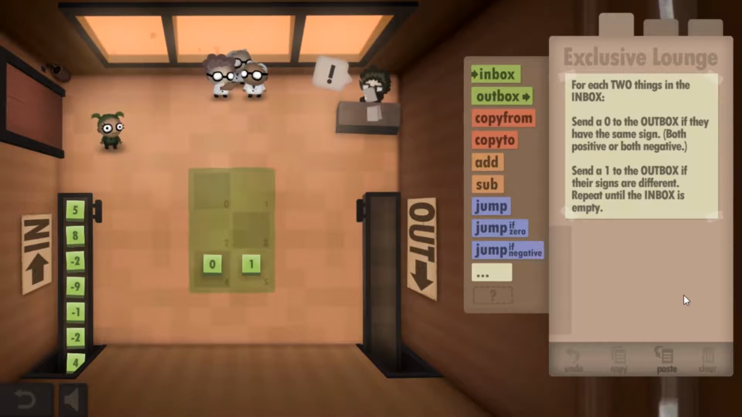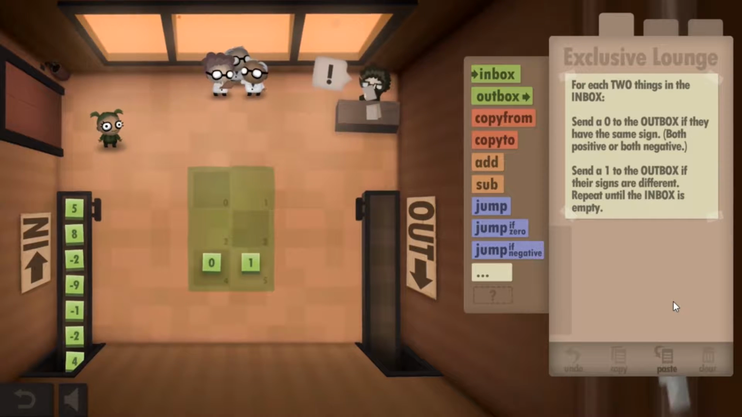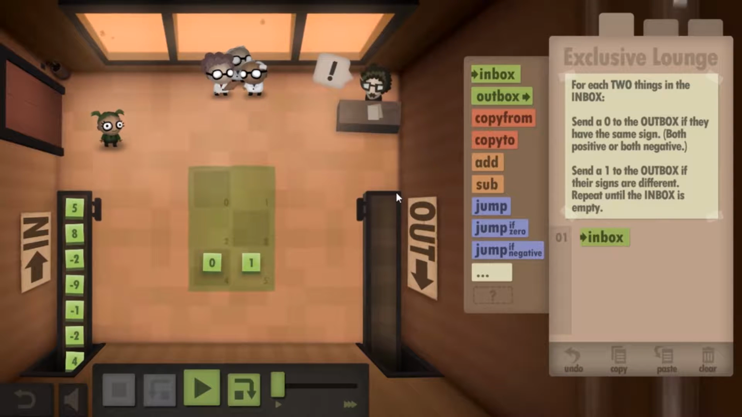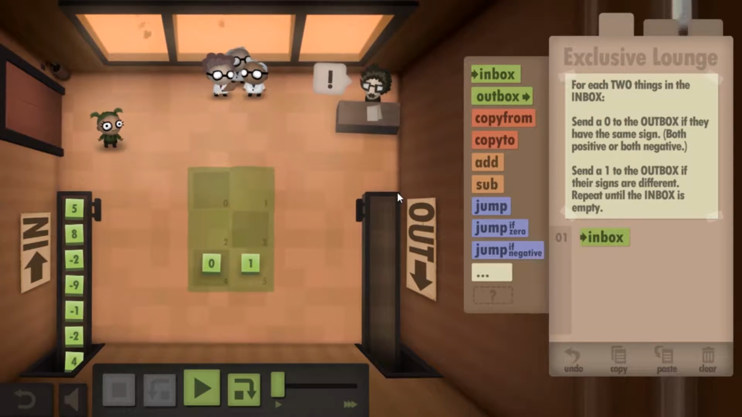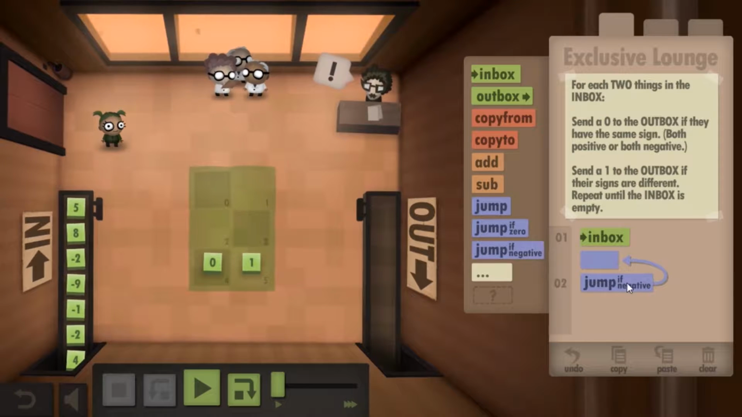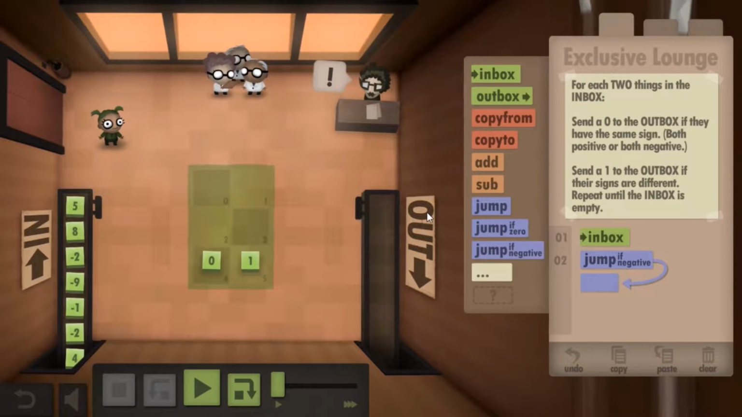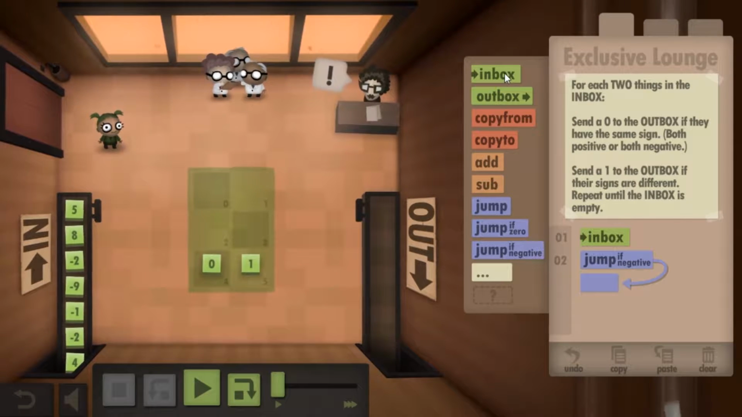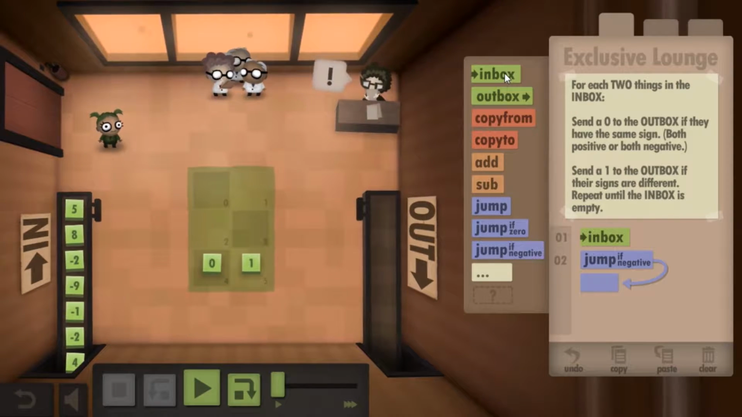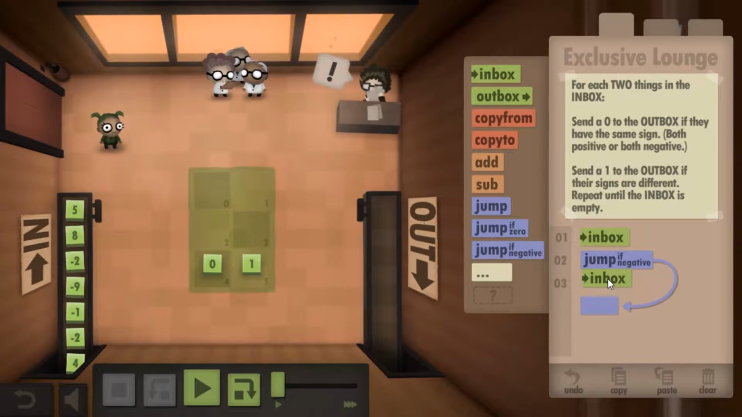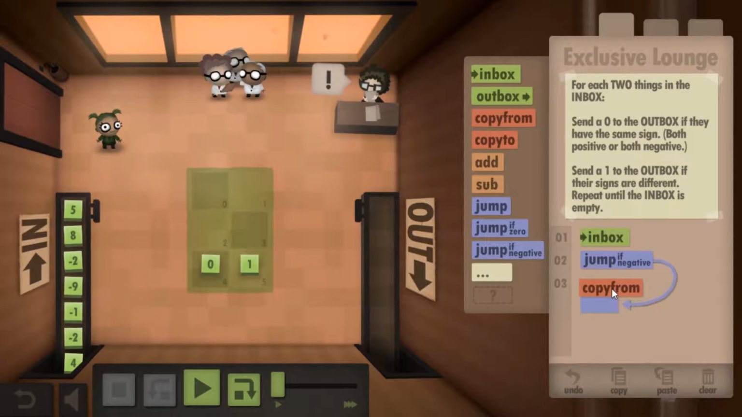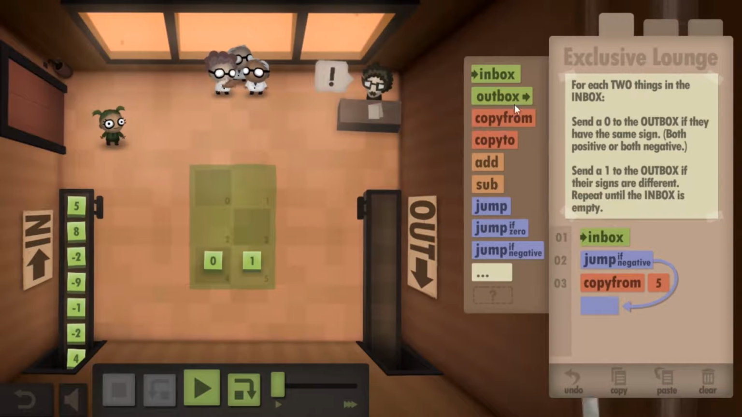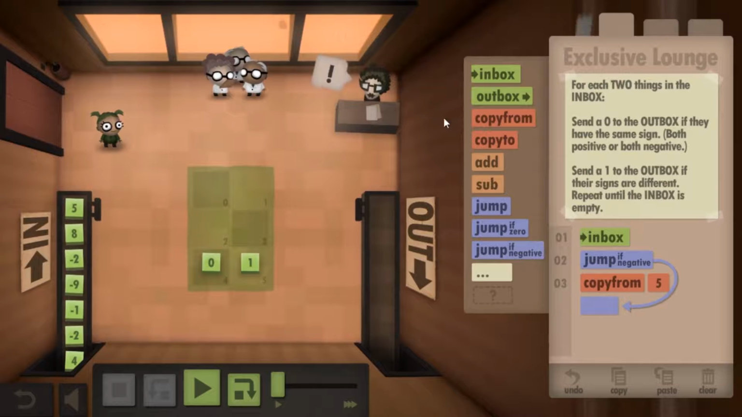Okay. Now, I want you to read from the inbox. I don't have any mouse control, so I'm going to have to... Yeah. Now I want you to jump if negative. Now, in the positive case, shall we say 1 is positive? It doesn't really matter. Let's say 1 is positive. So in the positive case, I want you to copy from 1 and put it into whatever slot you feel like. Put it in slot 0 or something. Just immediately copy to slot 0.